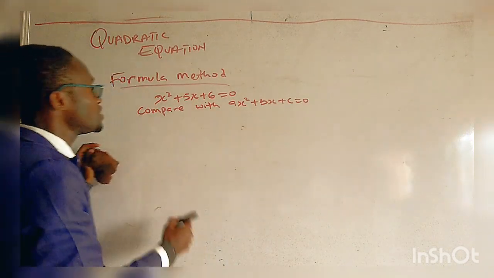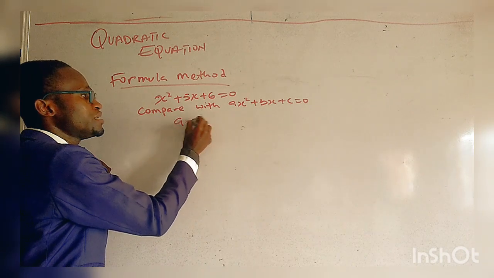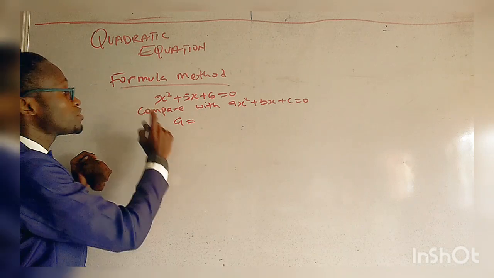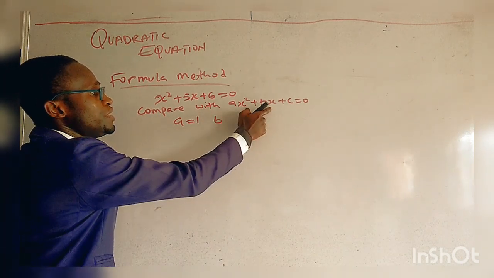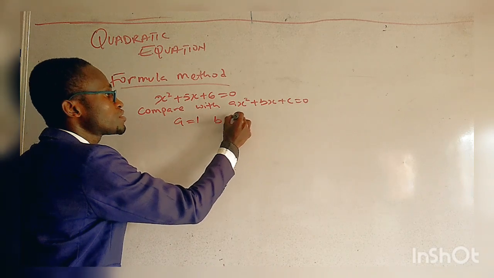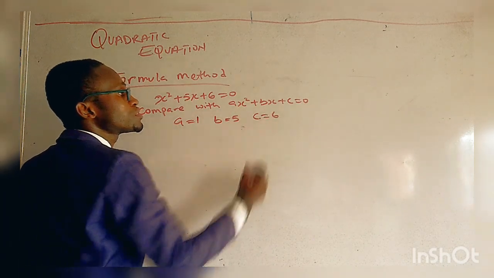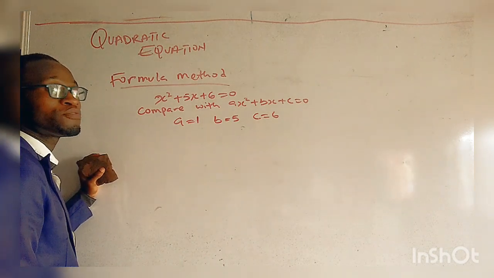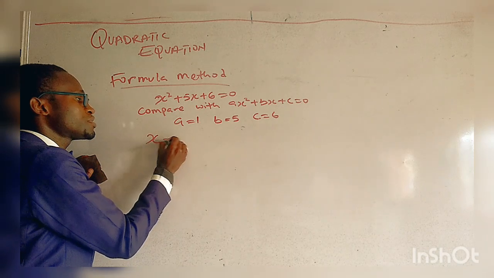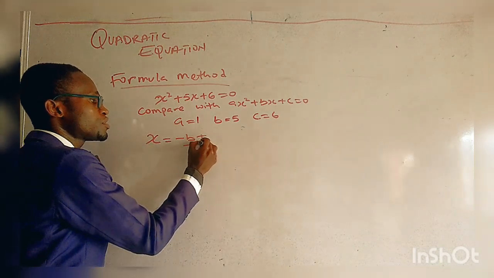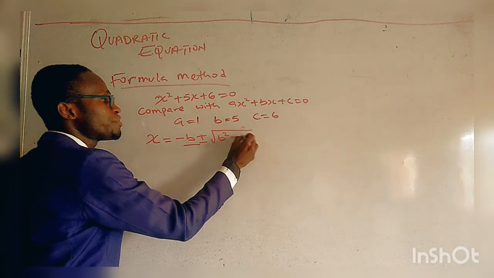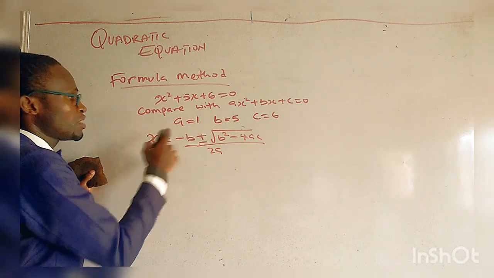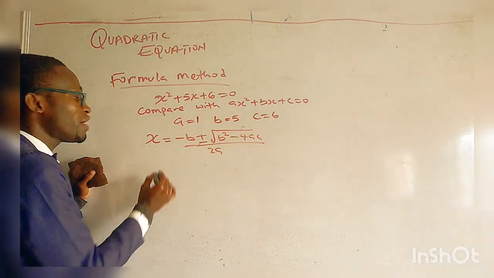Once we are comparing with this, we see that our a is the coefficient of x squared, that is to say the number in front of x squared, which is 1. Our b is the coefficient of x, which is 5, while c is 6. By the time we have this, we apply the formula method. Our formula is x equals minus b plus or minus the square root of b squared minus 4ac all over 2a.